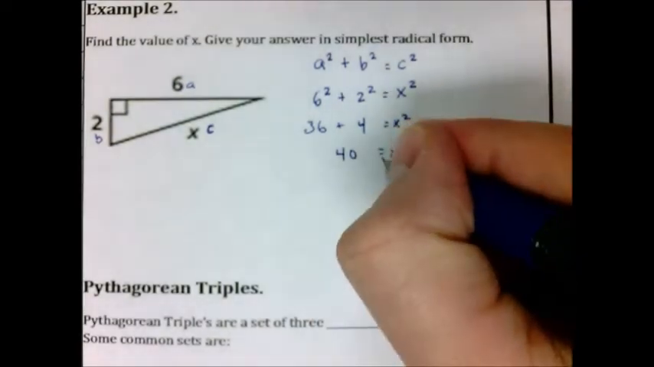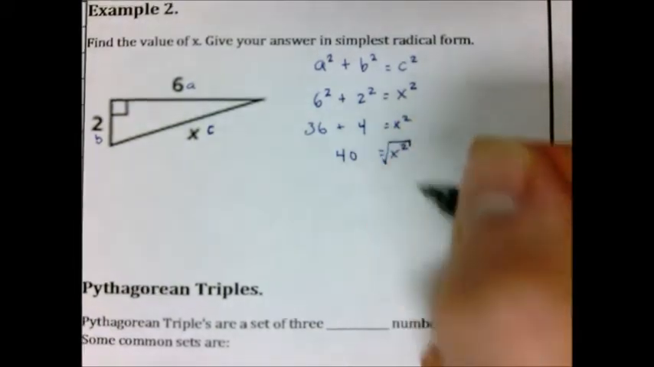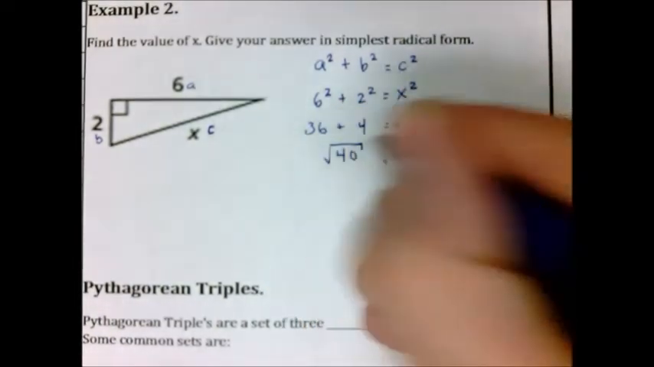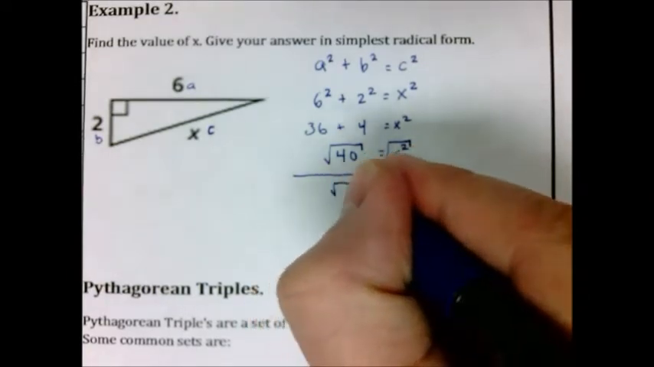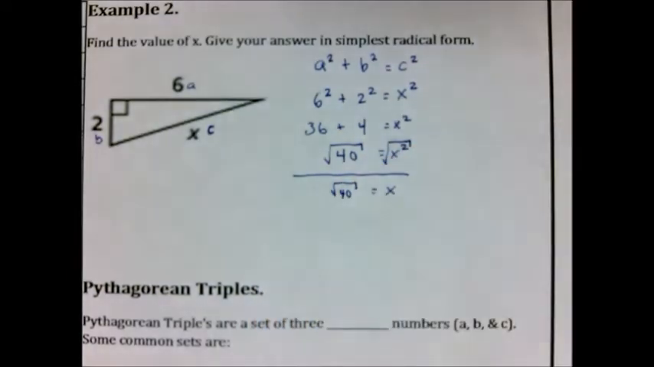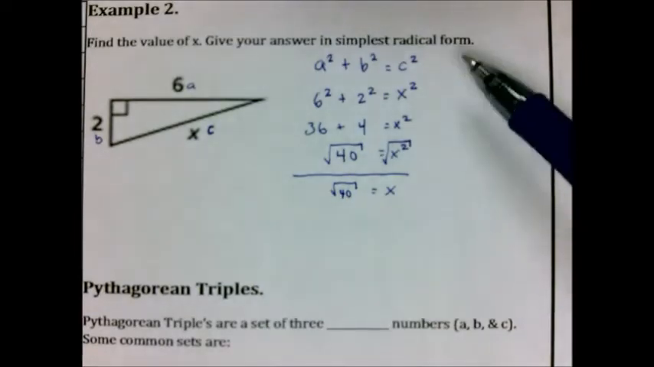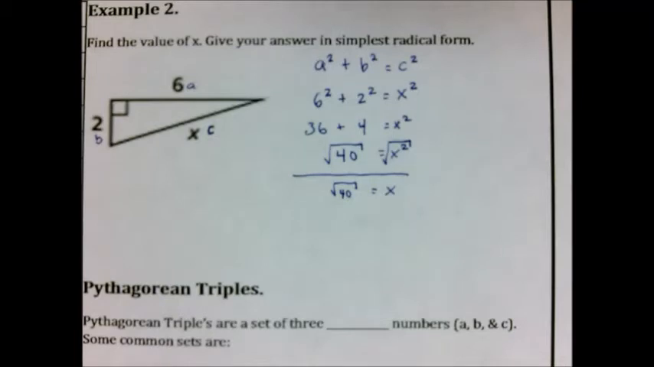Remember, that's our job, so we're going to find the square root of x because that'll cancel out that square. And we'll be left with x is equal to the square root of 40. Now remember, our job, though, it says, is to give our answer in simplest radical form, which goes back to our first lesson, right? We've got to try to figure out how to write this.